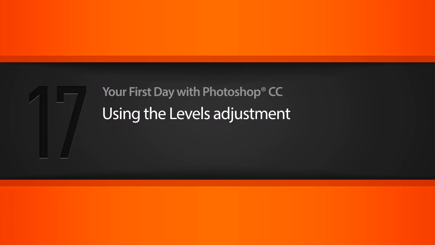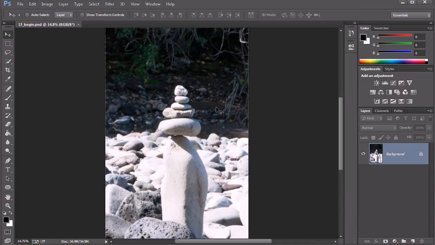In this lesson, we'll learn how to use the levels adjustment here inside of Photoshop. In the last lesson, we learned how to use the brightness contrast adjustment, and we saw how that gave us some limited control over just the overall level of contrast in an image, as well as the overall brightness of the image. The next step up in terms of the level of control that you have over the brightness values in your image is going to be the levels adjustment.